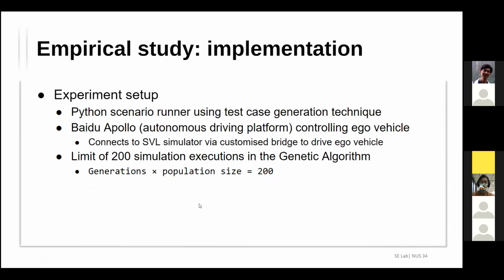Yeah. So the experiment setup is that they have a Python scenario runner using the test case generation technique they mentioned before. The Baidu Apollo autonomous driving platform is controlling the ego vehicle. This is the software that controls the self-driving car, and it connects to the simulator via a customized bridge. And then finally, they have a limit of 200 simulation executions for the genetic algorithm. Simulation executions here refers to the product of the generations and the population size. It could be any number depending on what population size the user sets. I think they didn't really specify. They mentioned an example of 20 generations times 10 population size, but they don't mention which population size they chose exactly for the setup.